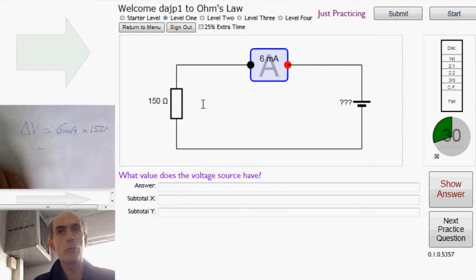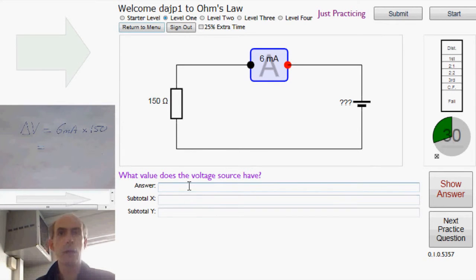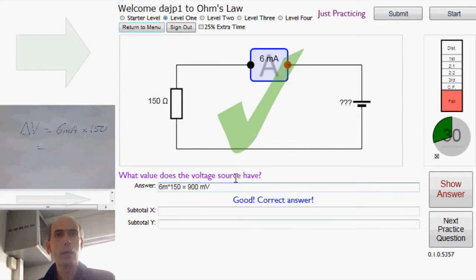So all we have to do is multiply 6 milliamps by 150, and the calculator in the answer box will be able to do that for me. I just type 6m for 6 milli, multiplied by 150, and that's it. Next question.